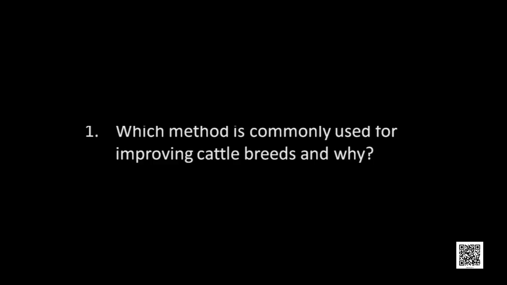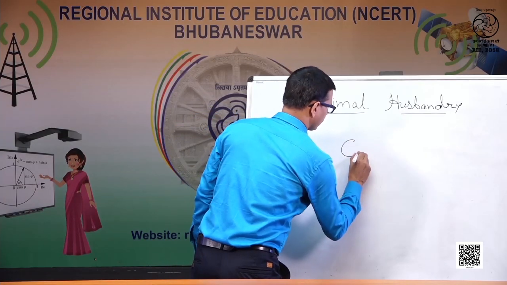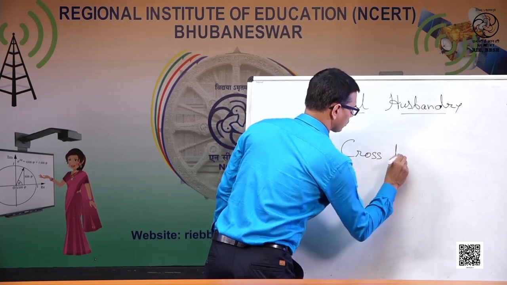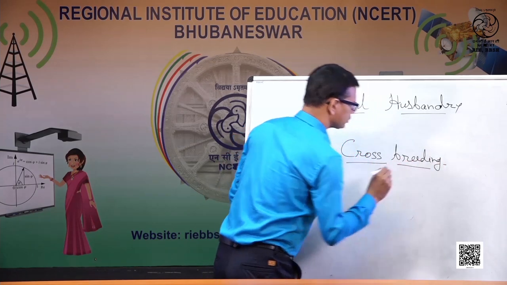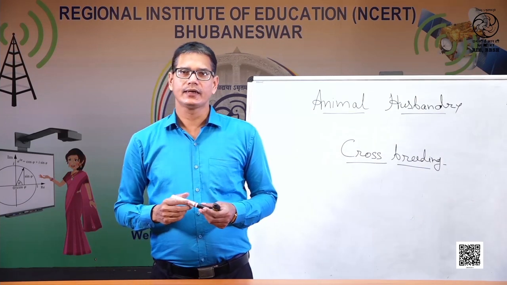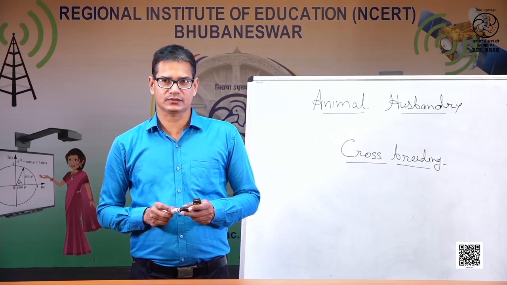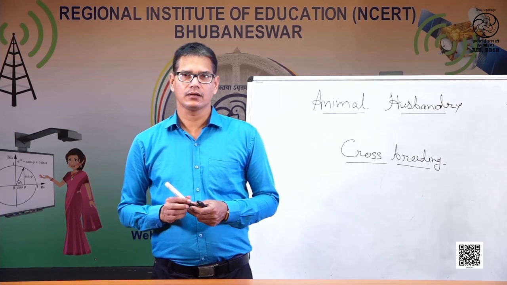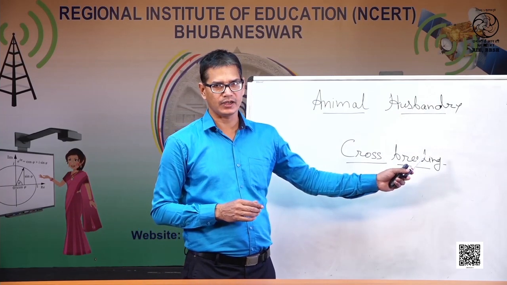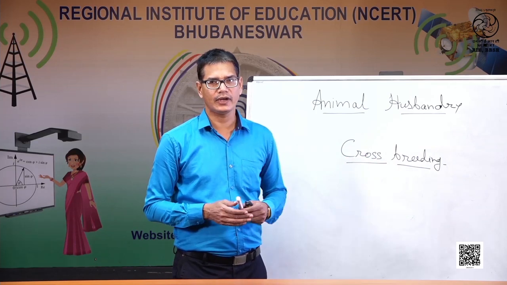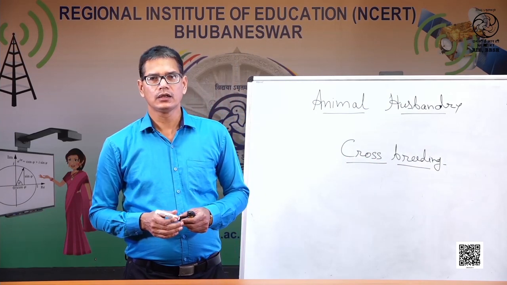Now, practice time. Let us see. First question is, which method is commonly used for improving cattle breeds and why? What will be the answer? We discussed it. It is crossbreeding. Crossbreeding for what? To get the desirable characteristics or features. As we have seen that we crossbreed between the local breeds with the foreign breeds of cattle to get the desired quality.